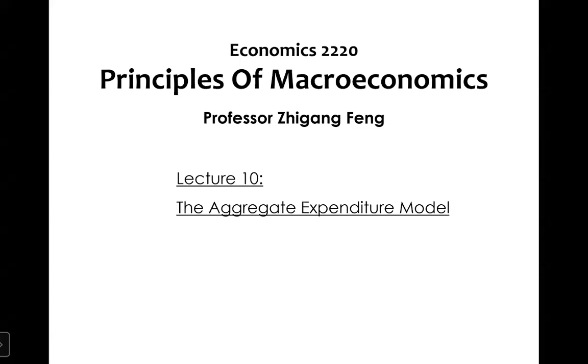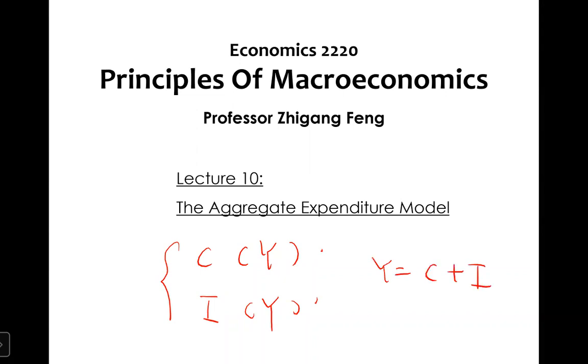All right, so in the previous lecture, we discussed basically two things: C as a function of income, and also I. We didn't say I is going to depend on Y, but they are going to indirectly affect Y, right? And also we said Y equals C plus I. If we plug these two back into this equation, we're going to have a perfect model to understand the determination of Y. So that's what we are going to achieve in this chapter.